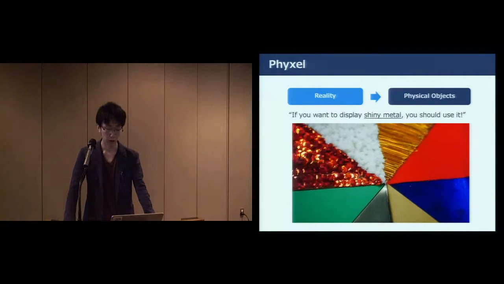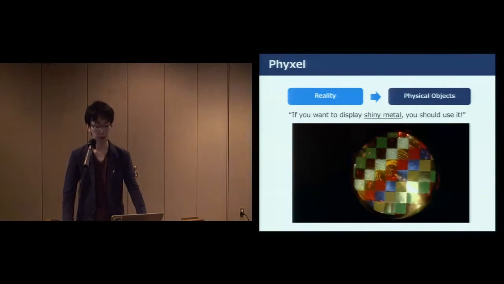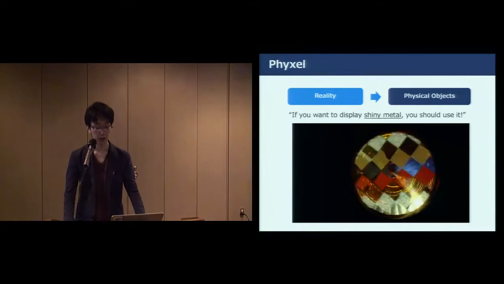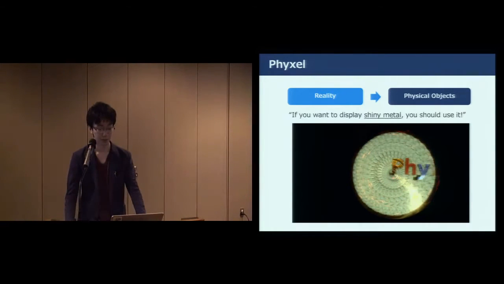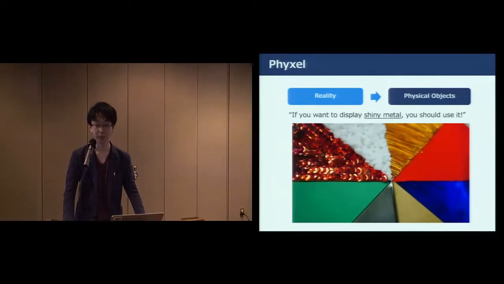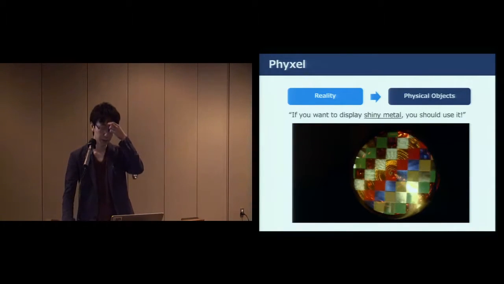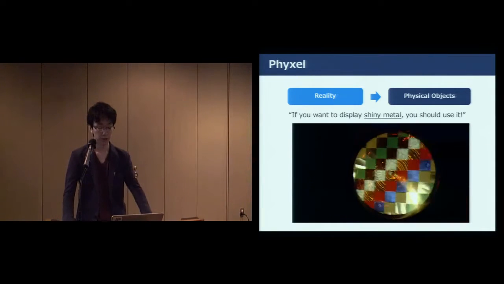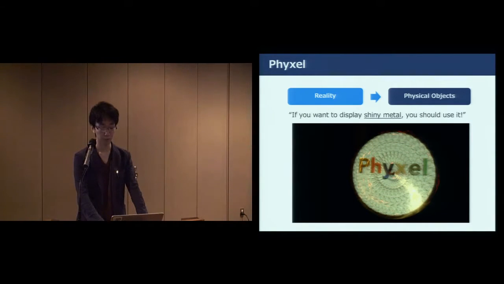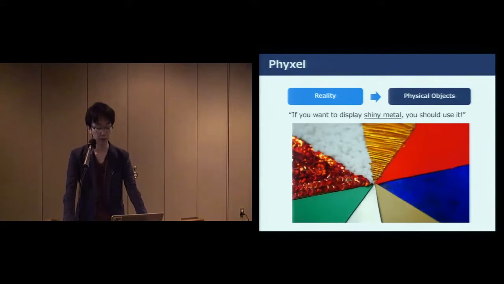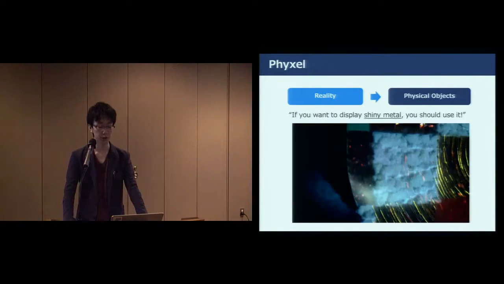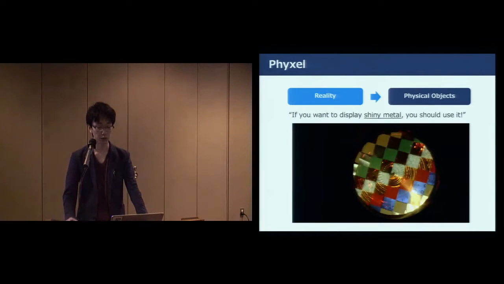In order to display realistic shape and appearance simultaneously, we use physical objects as display components. The core idea is quite simple. If you want to display a shiny metal, you should use real metal as a display component. We prepared various materials such as white wool, red beads, shiny metals, and so on. Using our method, we can perceive that physical objects are moving and relocating at arbitrary position. We call this technology Phyxel, which stands for physical pixels.